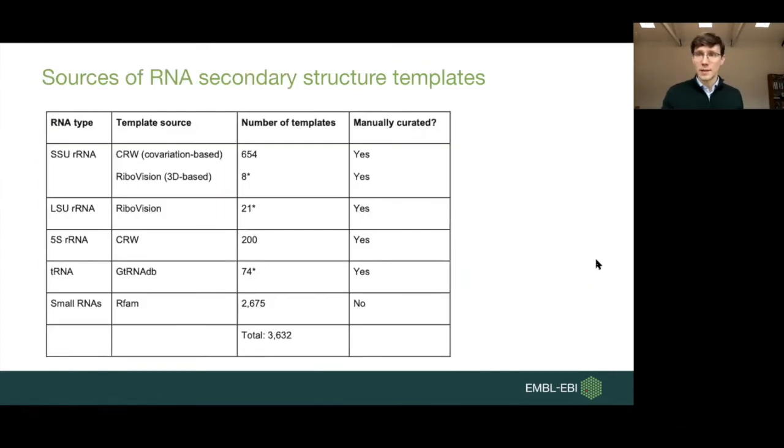Where do we get the templates? For that, we worked with lots of people around the world, and we have manually curated templates for many types of RNA, the ribosomal RNAs and tRNAs. And we also have a large number of templates for small RNAs from Rfam that have not been manually curated. And we'll see examples in a minute.